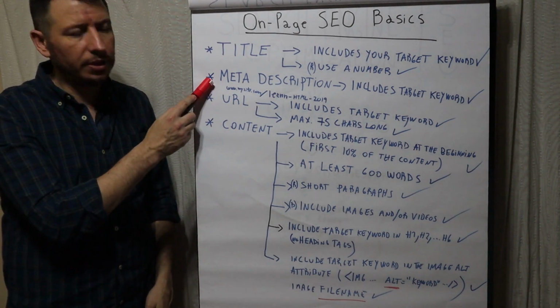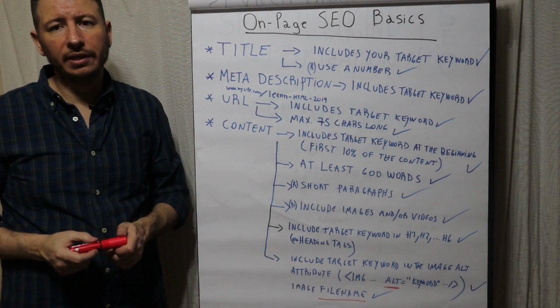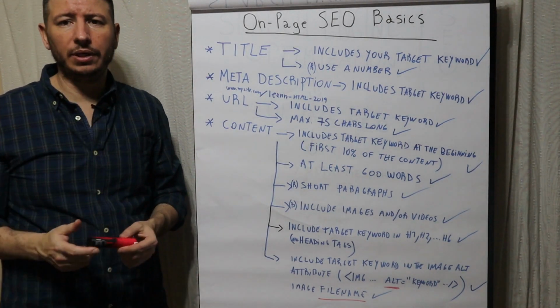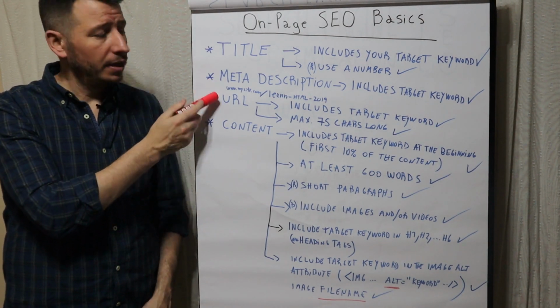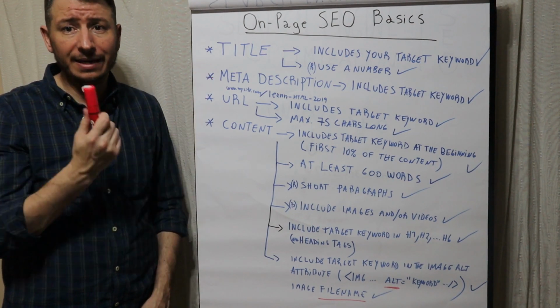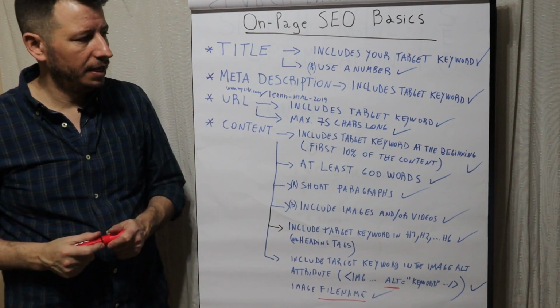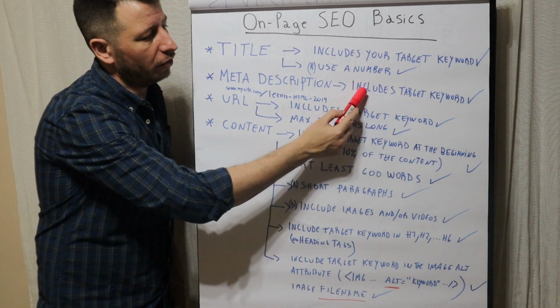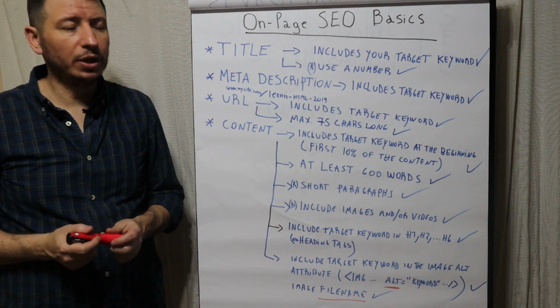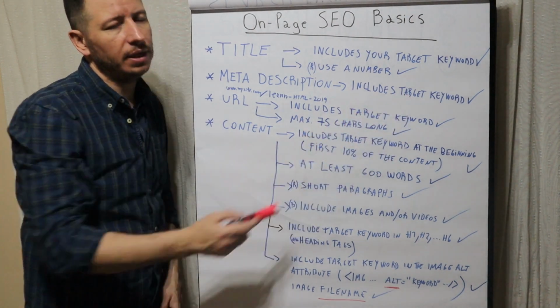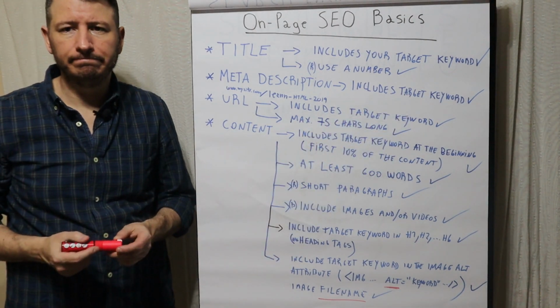The meta description is another important field. It is not visible to the user, but for example, the Google Spider is going to scan this value and is going to look for the target keyword. So it is important to include the target keyword on that field.